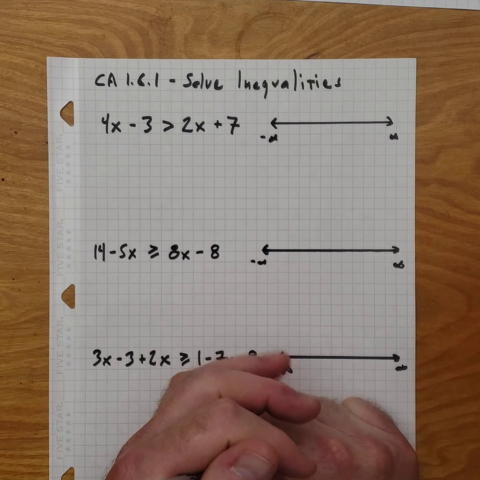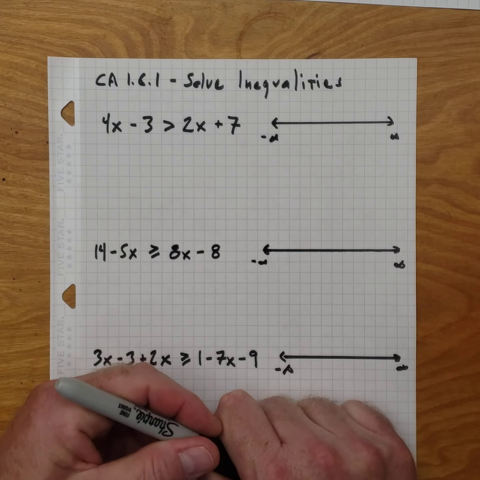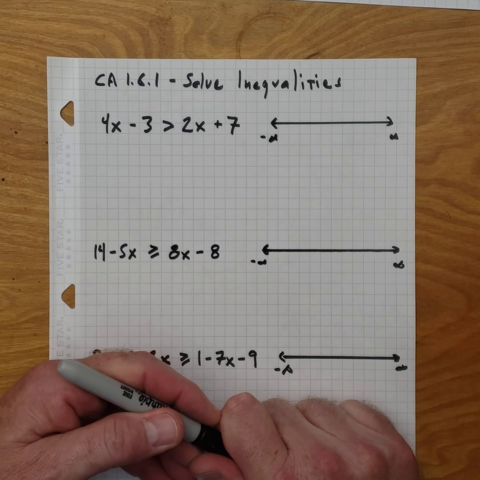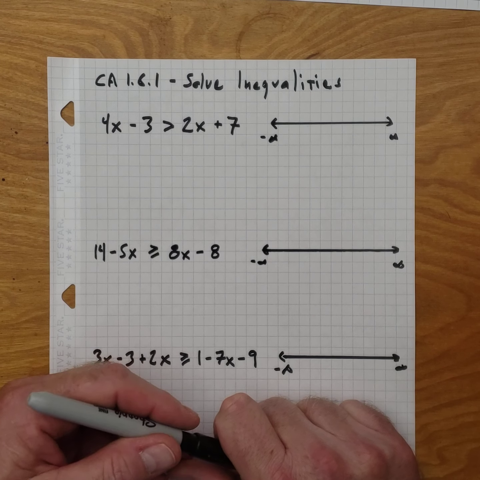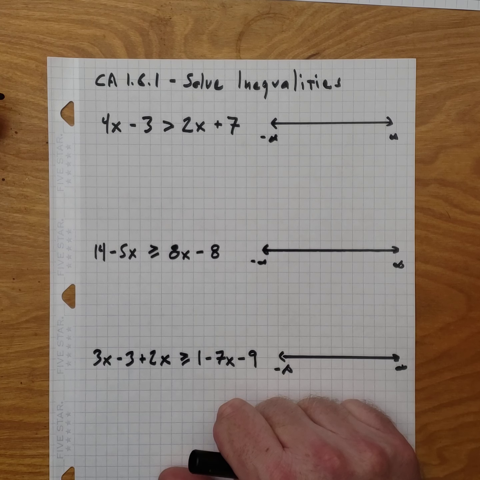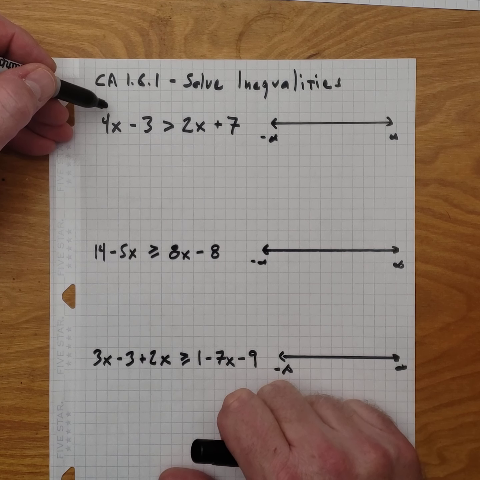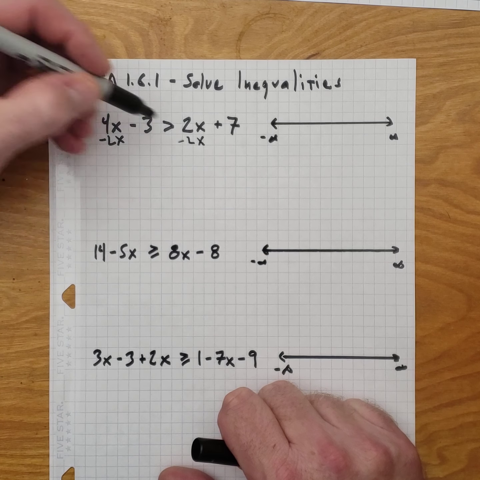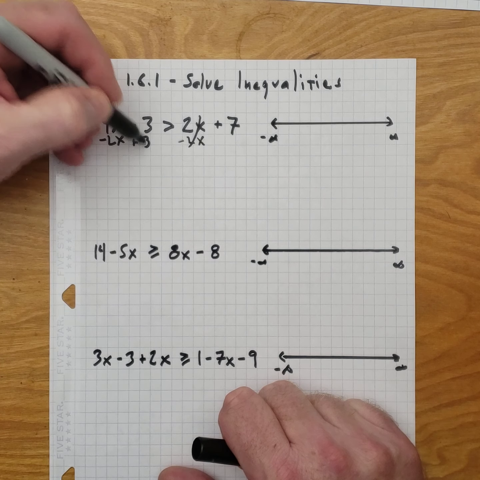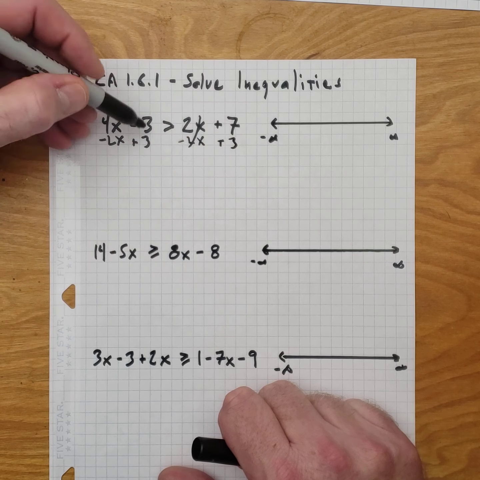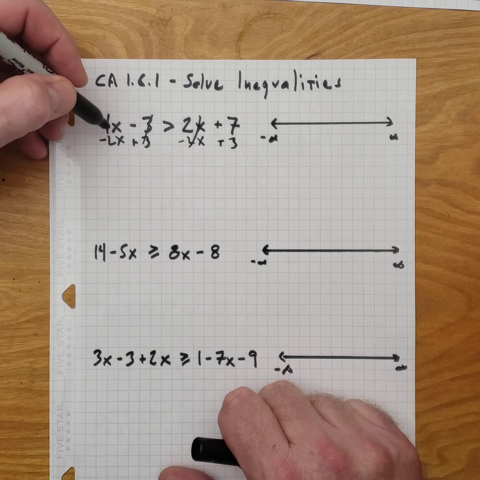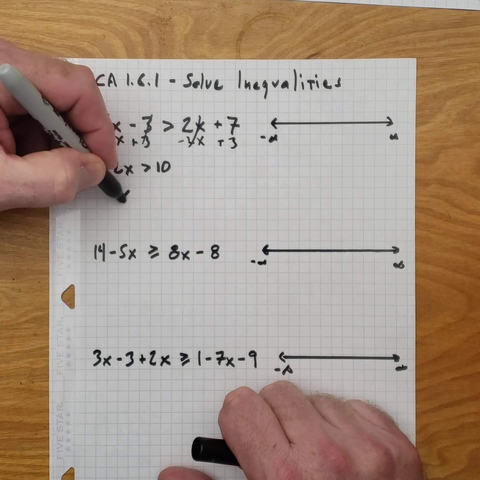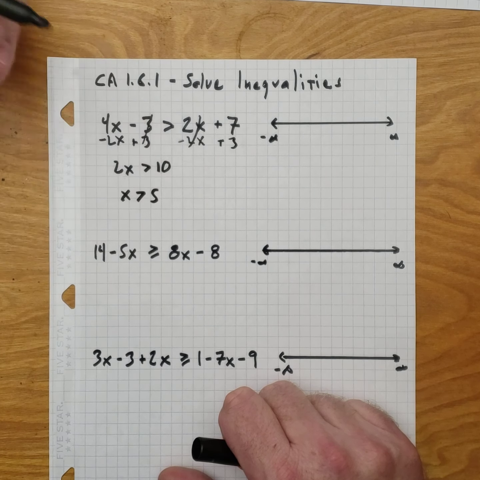So our solution set here isn't going to be just a number. It's going to be a whole range of numbers. The process of solving is going to be the same. The way we have to express our answer is going to be a little bit different. So here, same thing we would do if this was an equation. We would subtract 2x from both sides to get rid of that over there. We would add 3 to both sides to get rid of the non-x thing over here. And that would leave us with 2x is greater than 10. Divide both sides by 2, we get x is greater than 5.